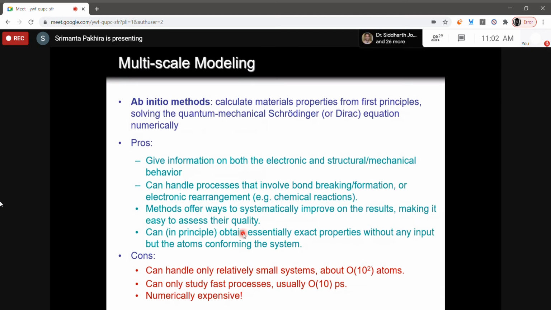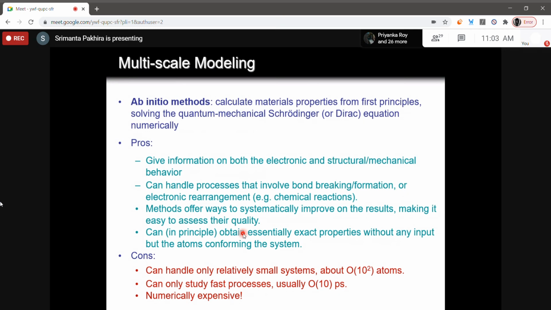In the ab initio method, in that case we generally always use the quantum mechanical Schrodinger equation, or in some cases, when we have a bigger system, the Dirac equation. The Schrodinger equation is non-relativistic. When we apply the relativistic version of the Schrodinger equation, it is called the Dirac equation. So we start from the first principles of quantum mechanics. So it has a lot of important things.